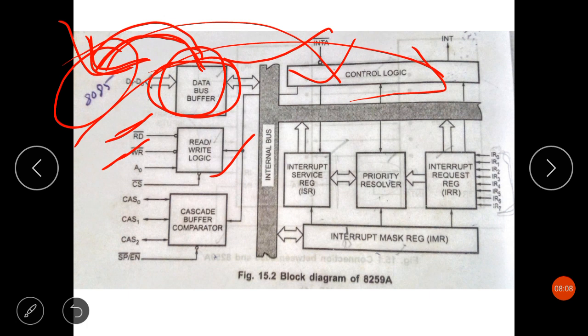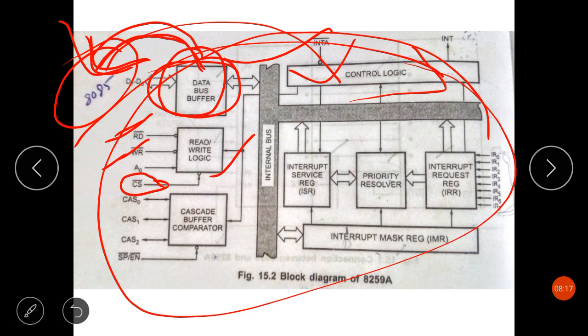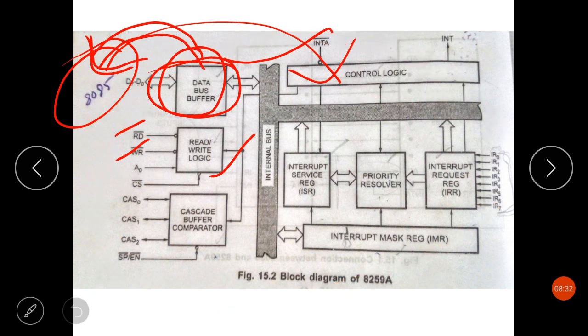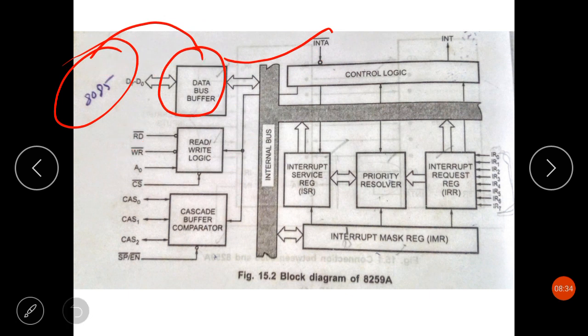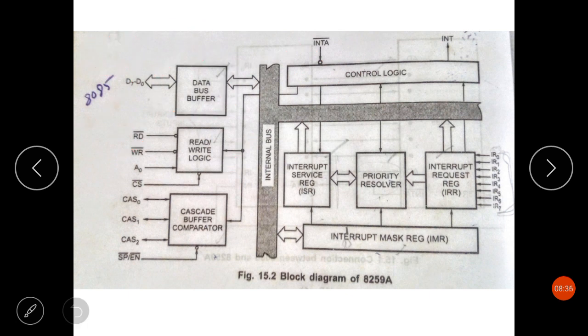This will occur when the device is actually selected by asserting its chip select input low. So whenever CS bar is activated, it means the 8259 has been activated. The 8259 will only get activated when CS bar is low, that is, chip select is enabled. Only then is the 8259 activated, and only then will other pins have their usual meaning. Otherwise they do not have any function if this 8259 is not selected.